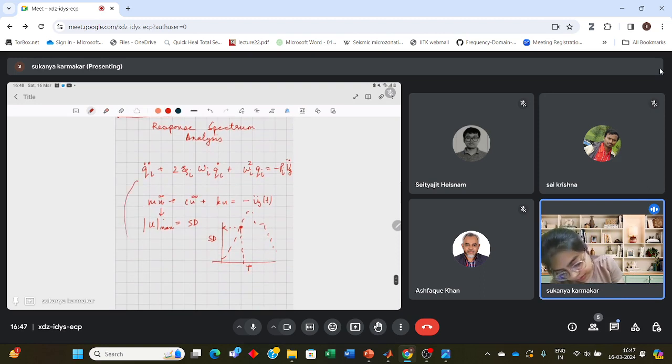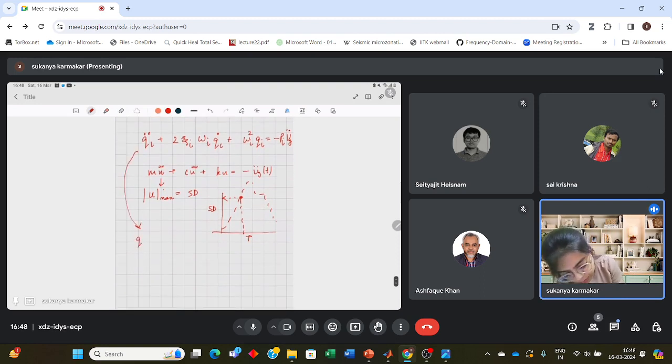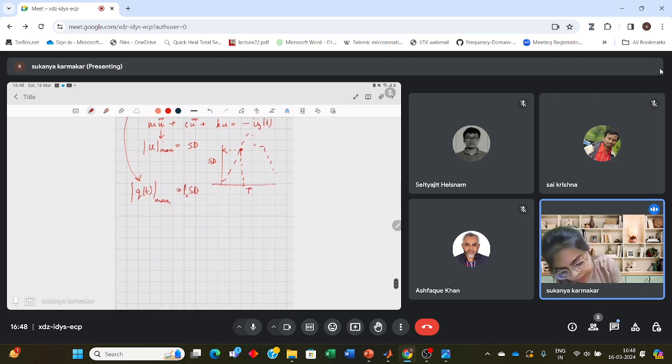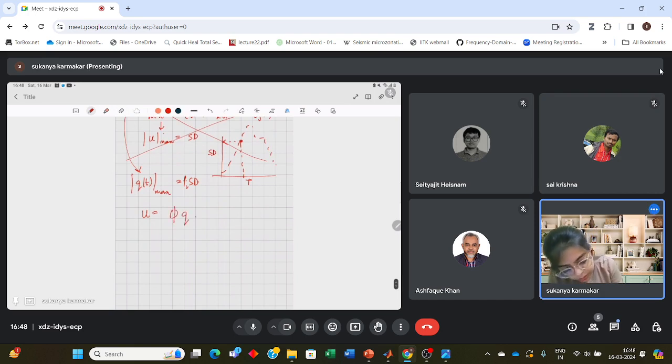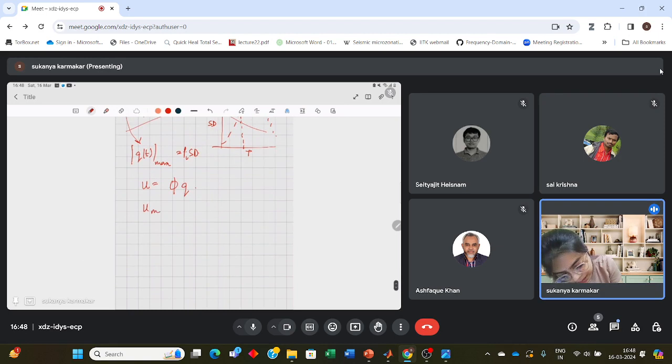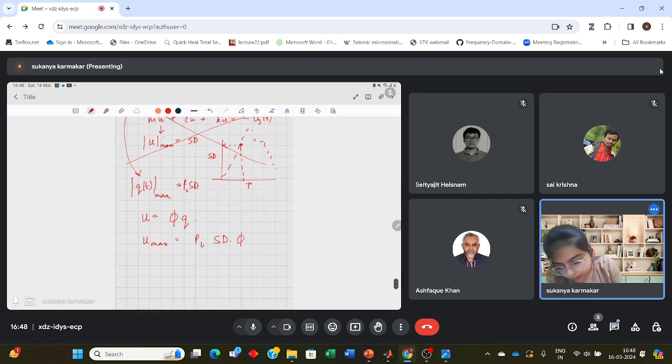Drawing similarity between these two, the maximum of Q(t) will be the spectral displacement, the only difference being it will be multiplied with this participation factor Pi. Once you get Q, you know U. Now forget this U, it was only for drawing similarity. U is equal to phi into Q. So U max will be equal to Q max, which is the participation factor into the spectral deformation, multiplied by phi.